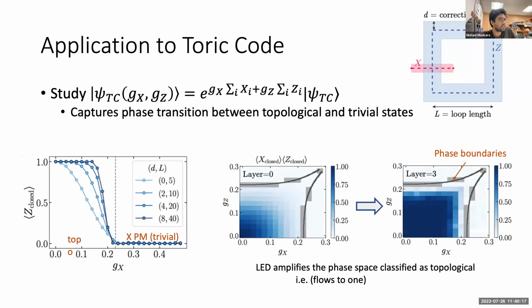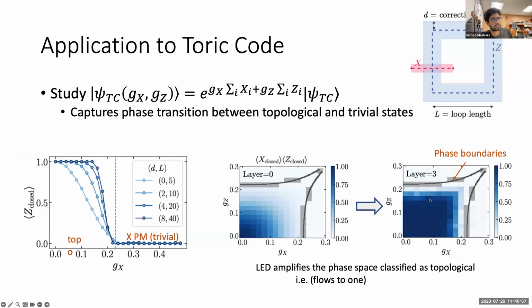We can do this for a much larger region of the phase diagram, where now we look at this as a function of both gx and gz. This gray line essentially represents the phase boundary. You can see the main advantage of this approach: in the original model, there's a very small region near the fixed point state where you can very confidently classify your system as topological, where the signal is very close to 1. However, using this approach, there's a much larger region of the phase space which you can very confidently classify as topological.